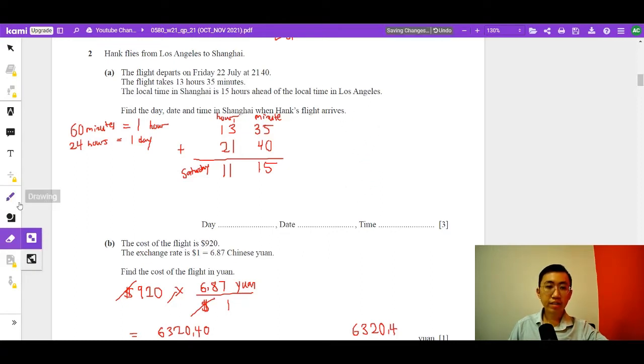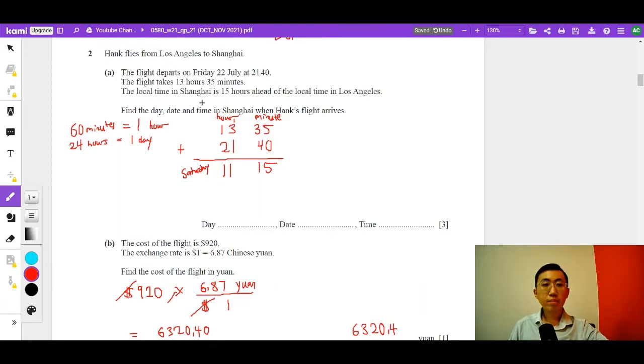Let's read the next passage. The local time in Shanghai is 15 hours ahead. Ahead means you have to add a further 15 hours. So you have to continue with our working. Add 15 hours to this. Right, so your minute has nothing else to do.